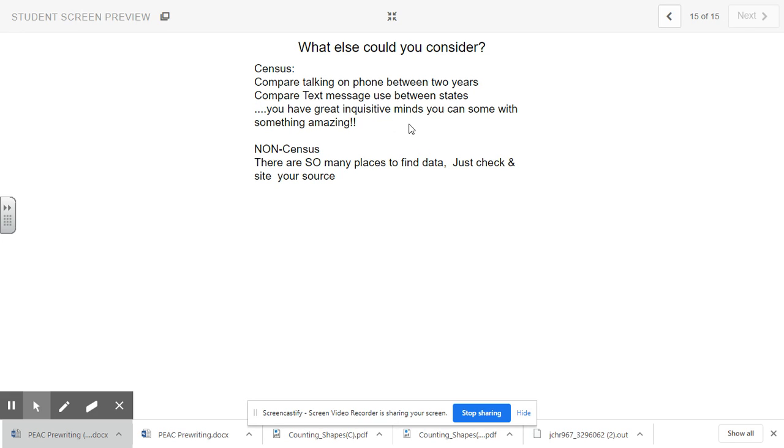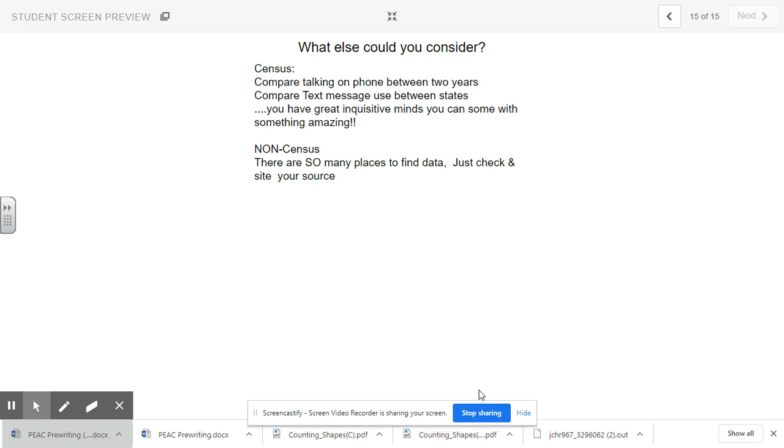You can look at the difference between grade levels, right? So do 6th graders text more than eighth graders, or whatever you want to do. There's already lots of data in the census stuff. If you don't want to use the census stuff, there's so many other places to find it, right? Find what interests you. That's what we want you to do.